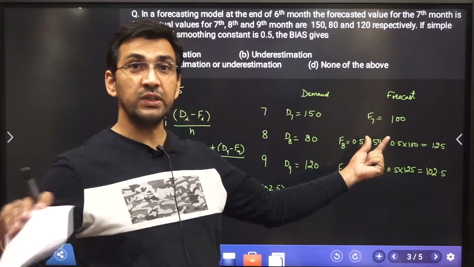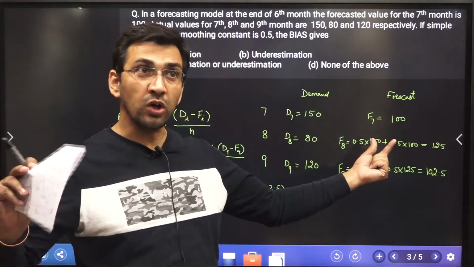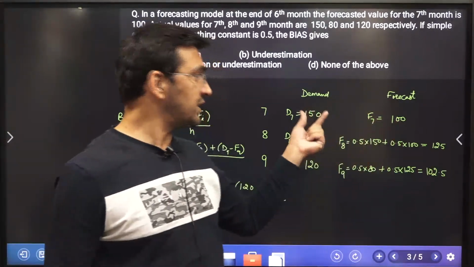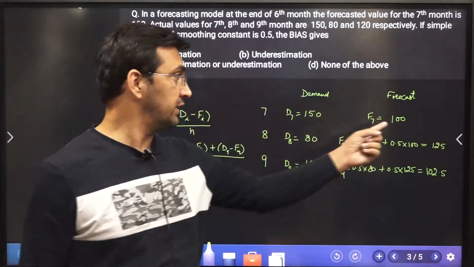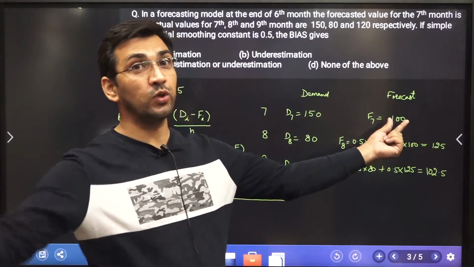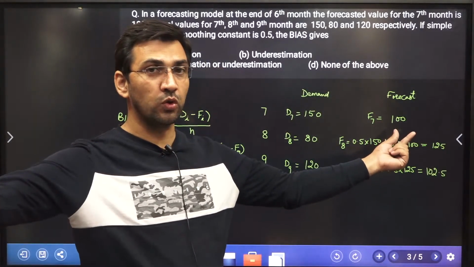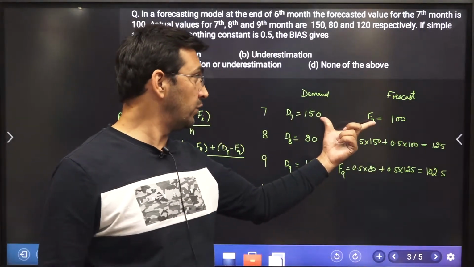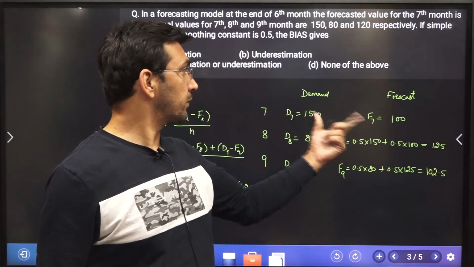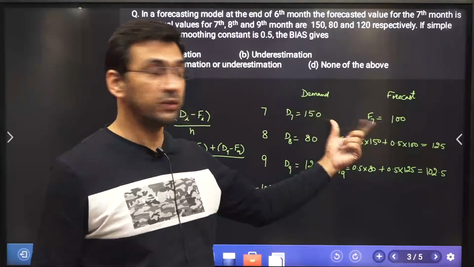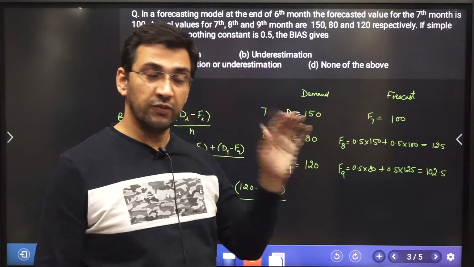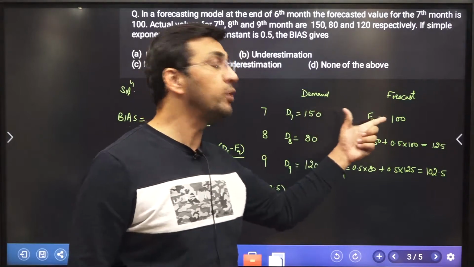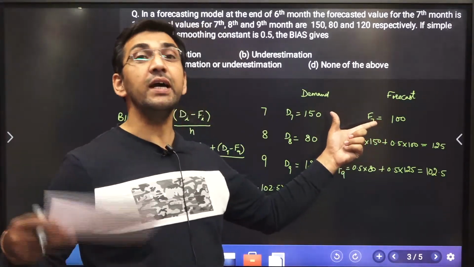Right? That is the meaning. Underestimation and overestimation mean that we are talking about the demand which we want to forecast. So if our forecast is less than the demand, we underestimated it. In this case, I forecasted only 100, but actually 150 units were sold. It means I had underestimated. That is the meaning. So if this difference turns out to be positive, it will be underestimation.